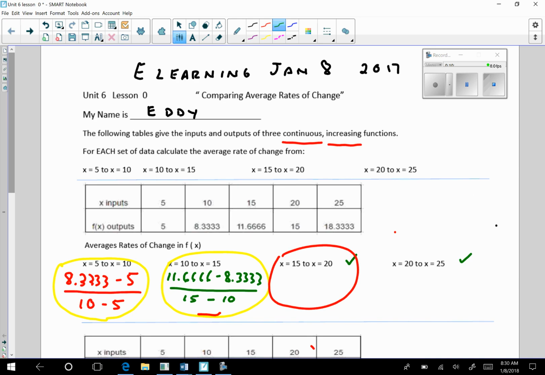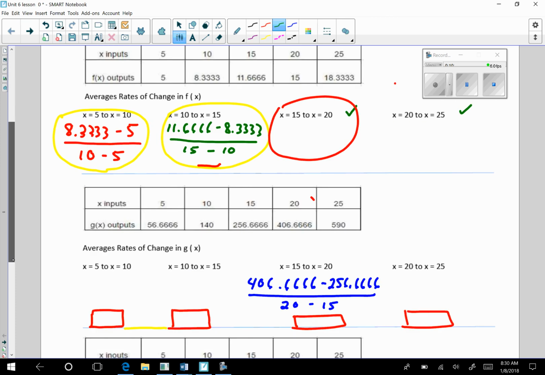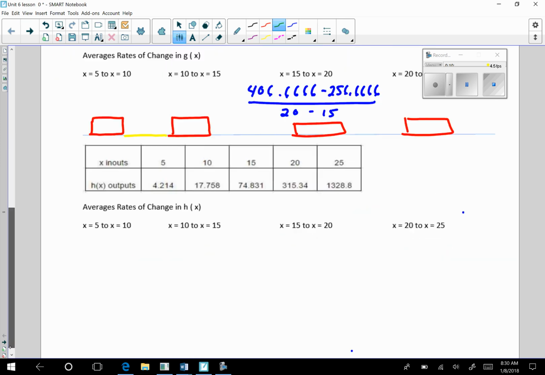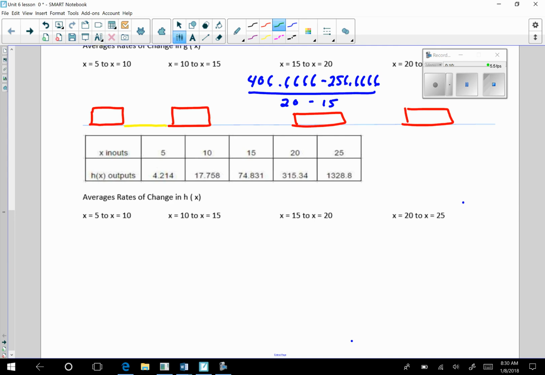It's just calculating some average rates of change in 3 functions, changing y over changing x. And then you're going to look at the change, the difference in each average rate of change. You're going to put that in page 2. Let me help you out and let me just do h of x since I have some room here. So if I want from 5 to 10 in h of x, it's going to be 17.758 minus 4.214 over 10 minus 5.